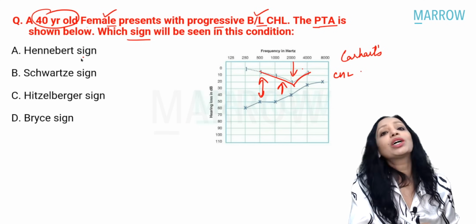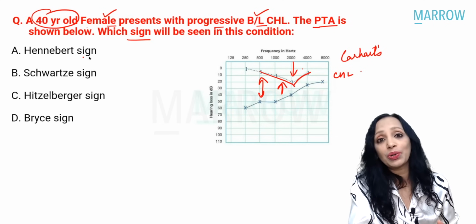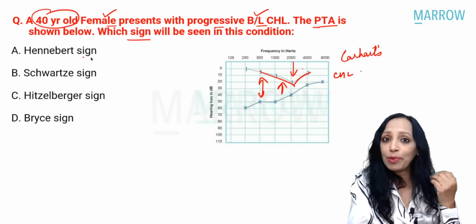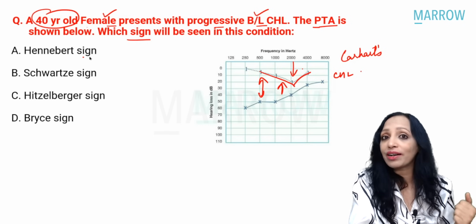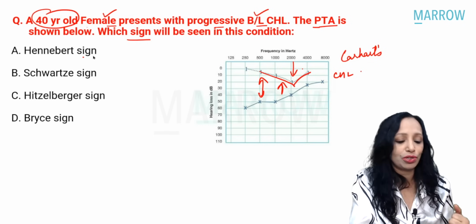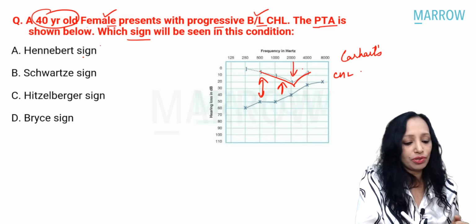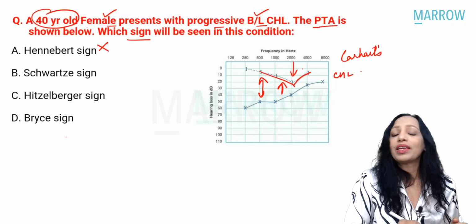In superior semicircular canal disease, third window syndrome, it is seen in hypermobile footplate of stapes, that is in congenital syphilis, in some cases of Meniere's also. So no, not in otosclerosis. Schwartz sign. Yes, what is Schwartz sign?